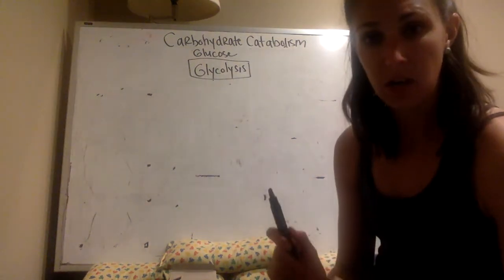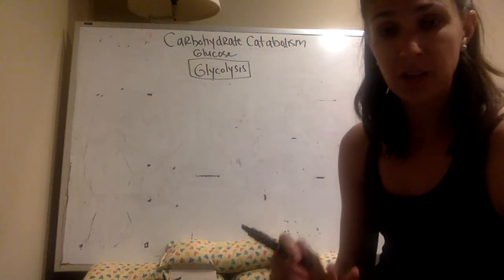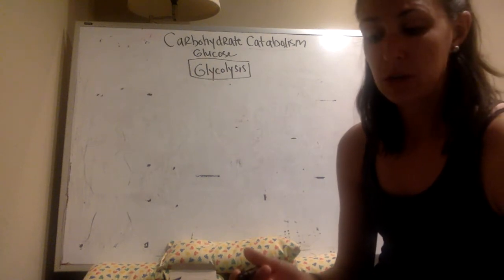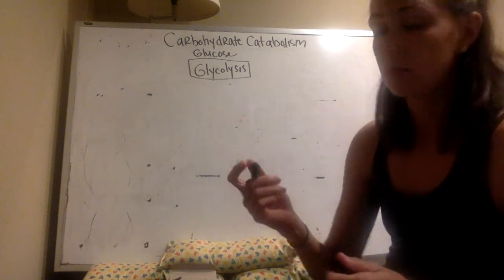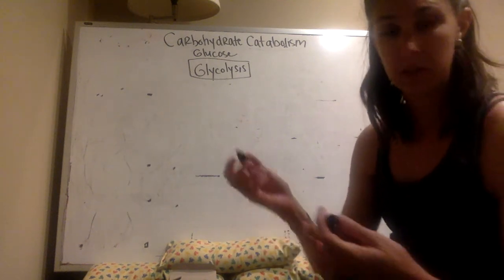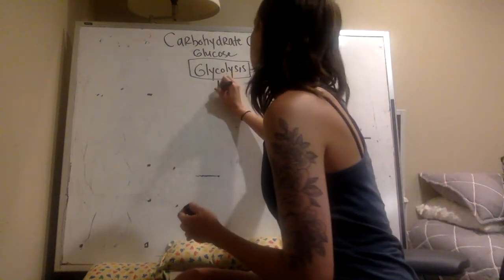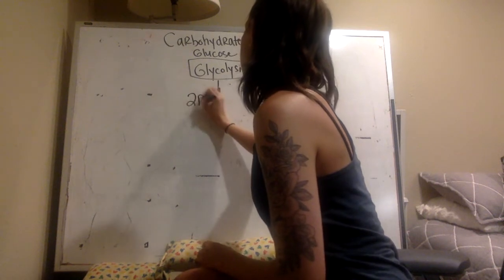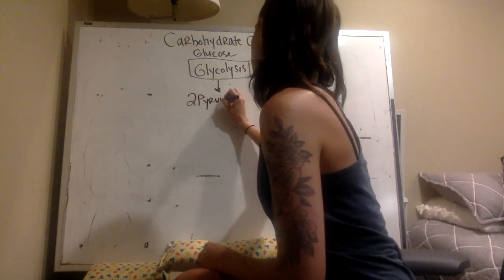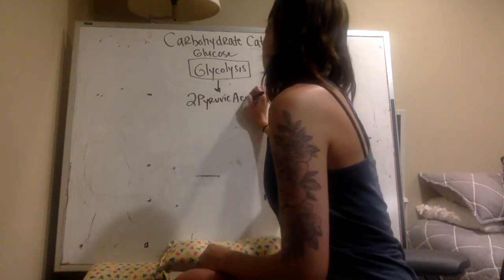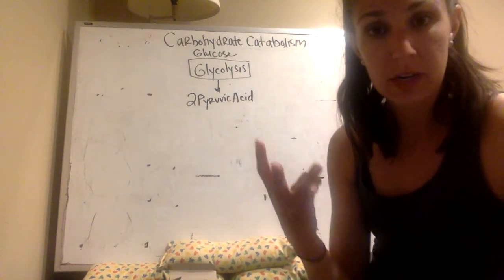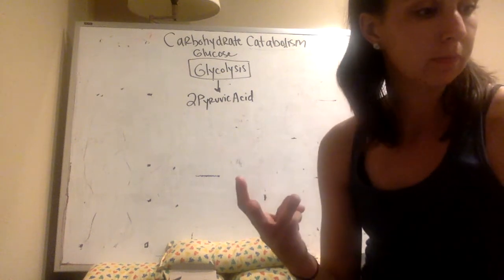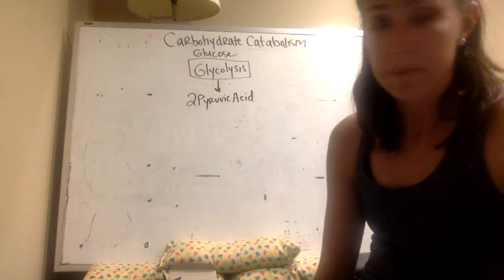Glucose is a 6-carbon molecule, and after glycolysis, you will have 2 3-carbon molecules. You'll have 2 pyruvic acid molecules. So like I said, pyruvic acid is a 3-carbon molecule.